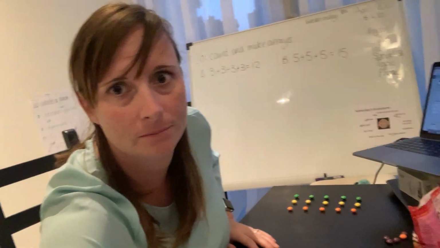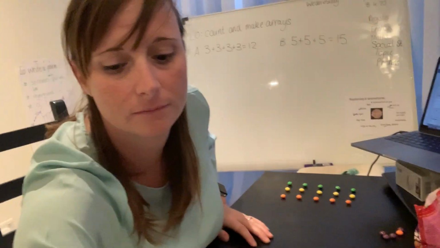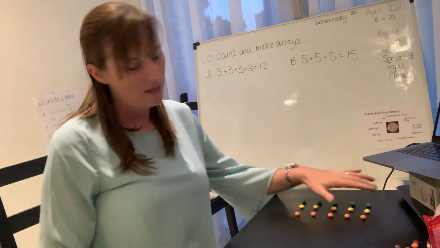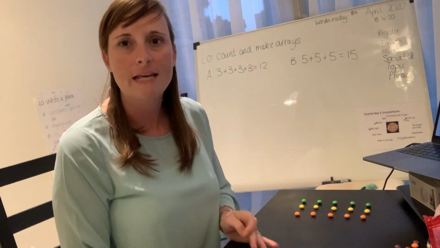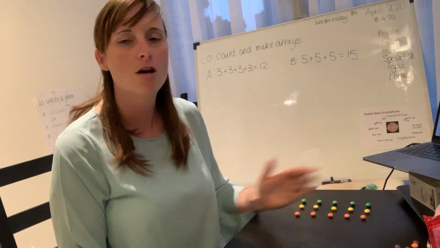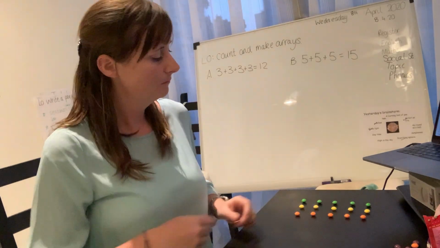Mischief. Sorry about that, everyone. Knocked my tripod over. So by laying it out like this, makes it a lot easier for us to count. So I've got my rows, I've got my columns, I've got 3 rows of 5.